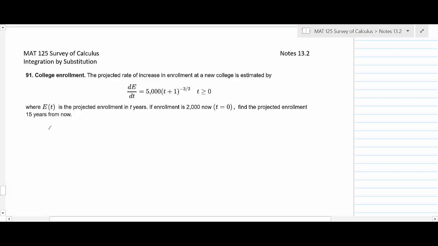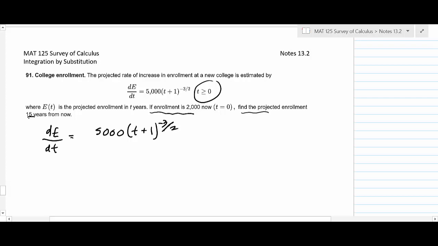Okay, so let's write down the differential equation. We have dE/dt, E is enrollment over time, and that's equal to 5,000 (t plus 1) to the negative 3 over 2. The condition t greater than 0 is inherent in the problem. Time's got to be positive. It says if the enrollment is 2,000 now, we're going to find the projected enrollment 15 years from now.